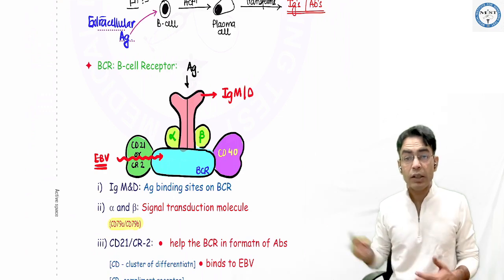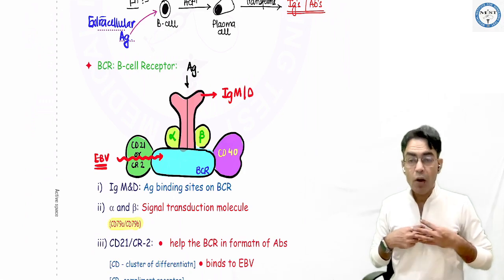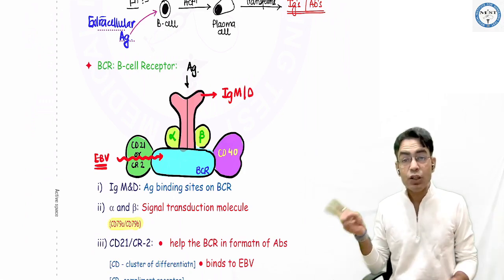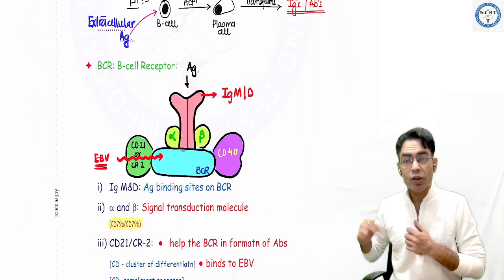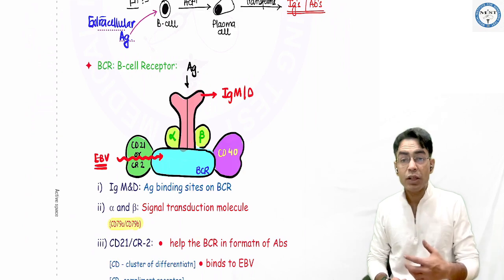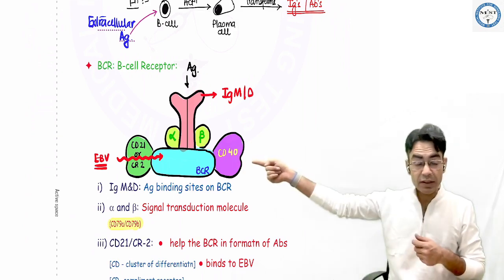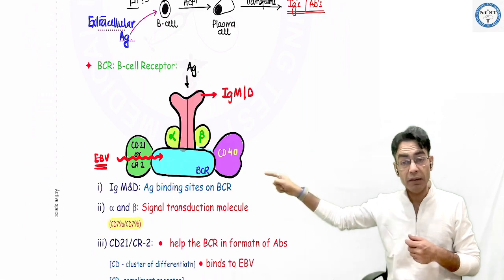Production of antibody from here. CR2 co-receptor, it will help. CD40 co-stimulatory molecule, it will also help. What are the functions of these two? CR2 or CD21, इसका second option action क्या है? Entry of Epstein-Barr virus. And CD40, what is the second option? Attachment of the T cell happens here by the help of CD40L.